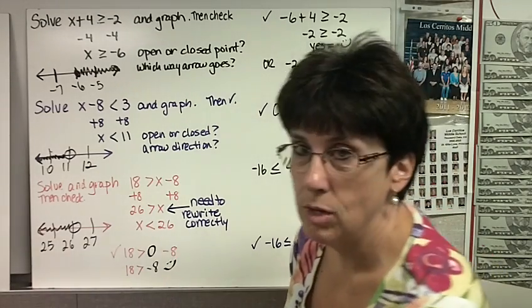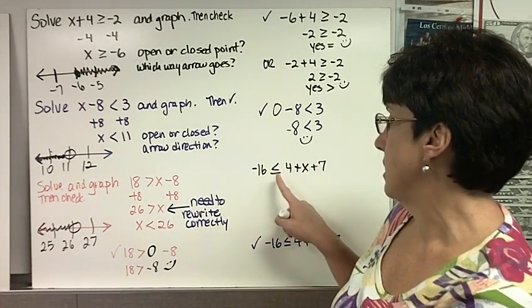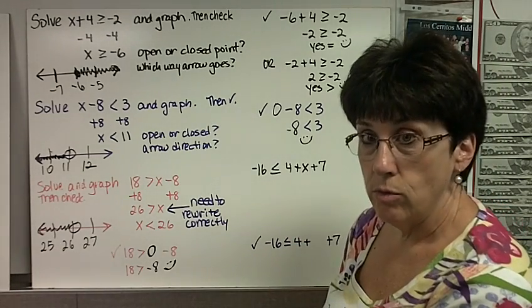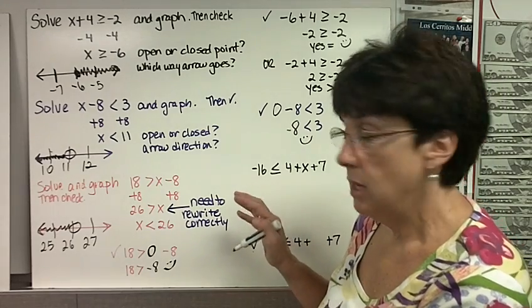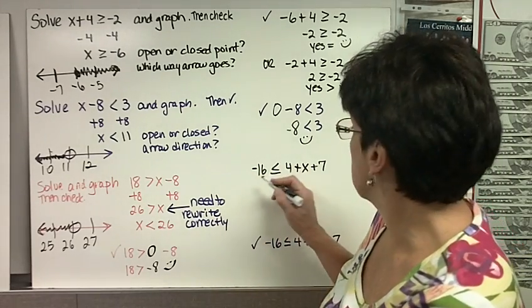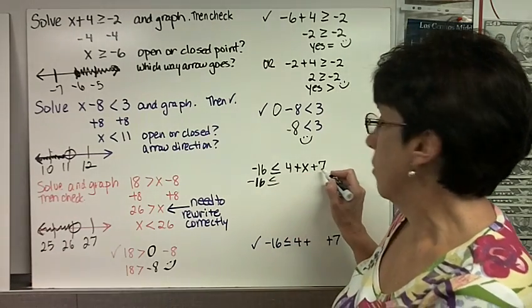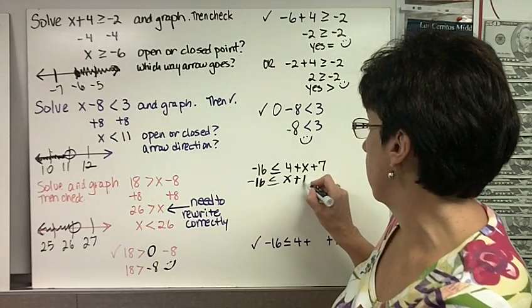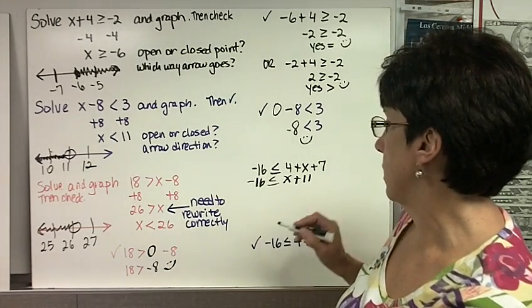All right, one more. This one we have to combine like terms. Negative 16 is less than or equal to 4 plus x plus 7. Remember, you can't start moving things from one side of the problem to the other side, I almost said equation, until you've combined like terms. So, negative 16 is less than or equal to 4 plus 7 is 11. I'm going to write x plus 11. Could have written 11 plus x. It doesn't matter. But I'm going to write x plus 11.